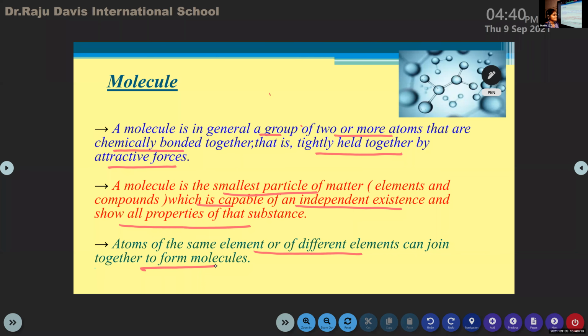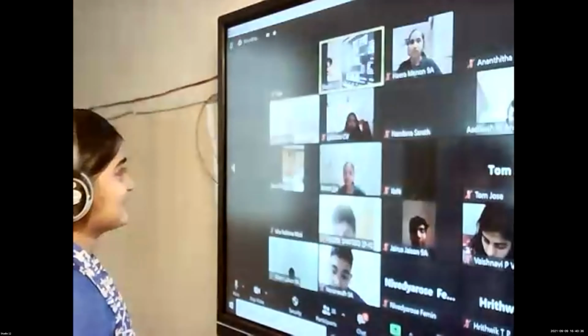Adigesh, think about that. Atoms of the same element combine together to form a molecule. Which one is the example? Just tell me one element. Adigesh.